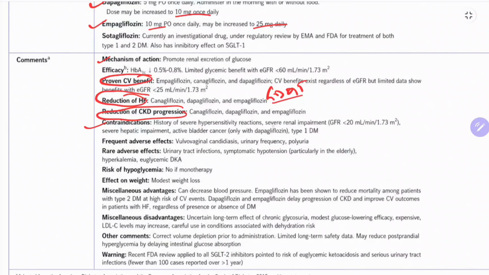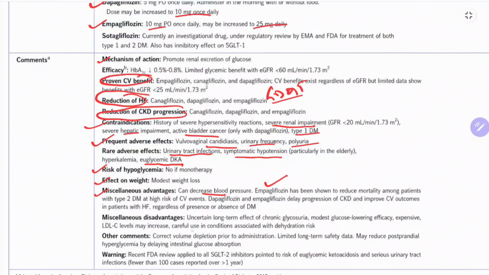Contraindications: severe renal impairment, where you need to reduce the dose actually. Severe hepatic impairment, active bladder cancer, and type 1 diabetes mellitus is a contraindication. Frequent adverse effects are vulvovaginal candidiasis, increased urinary frequency, and polyuria. Thirst the patient will experience. One important thing is euglycemic diabetic ketoacidosis, and the patient will have risk of recurrent urinary tract infections. Symptomatic hypotension can occur in elderly patients. Hypoglycemia risk is not there if used in monotherapy. Slight weight loss you can see. Miscellaneous advantages: decrease in blood pressure.